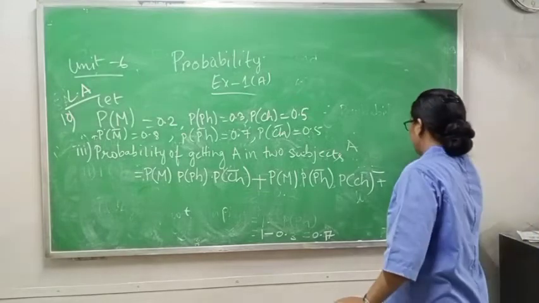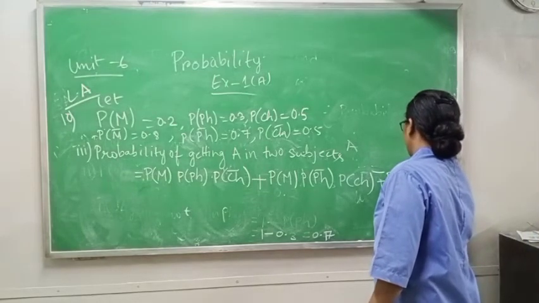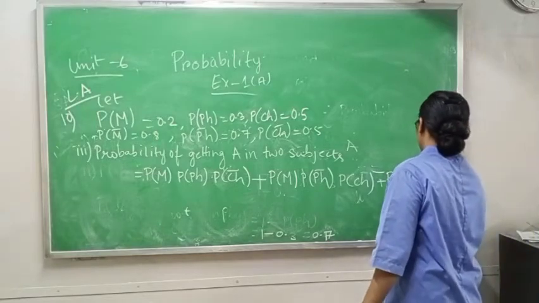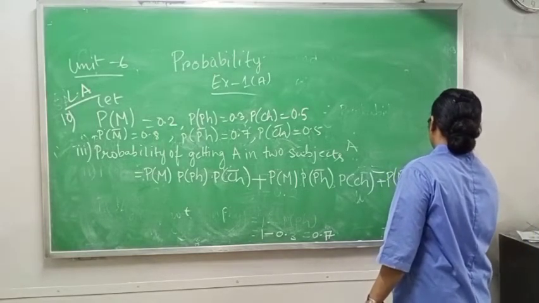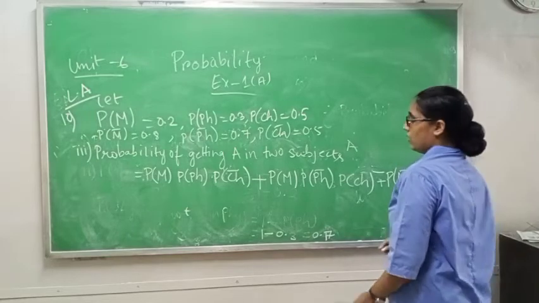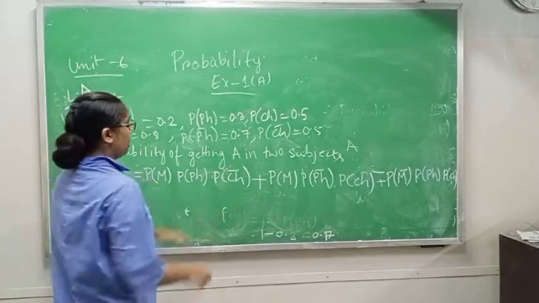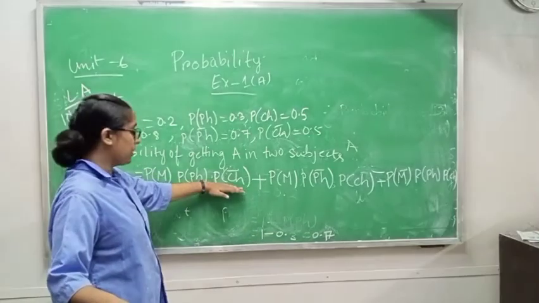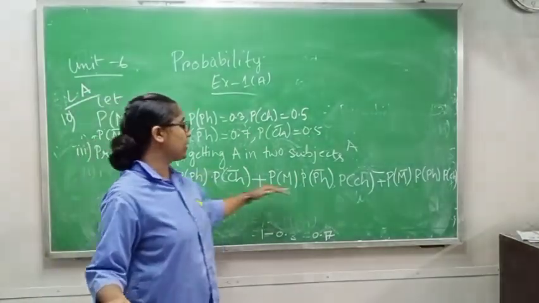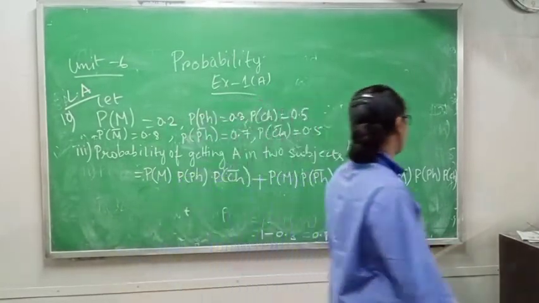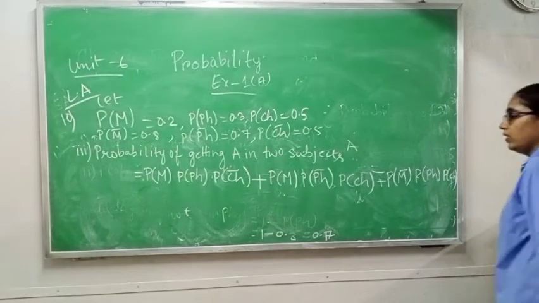Now he is not getting in maths, so P M bar, but he is getting in physics and chemistry, so P PH P C H. Means only two subjects, means only in one. In the first one he is not getting in chemistry but in maths and physics he is getting. In the second one he is getting in maths and chemistry but not getting in physics. In the third one he is getting in physics and chemistry but not in maths.